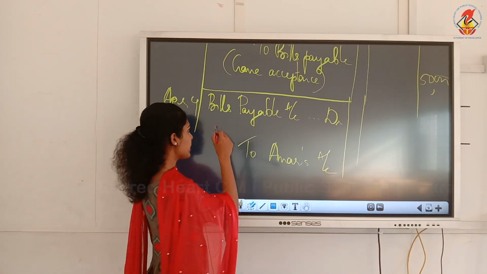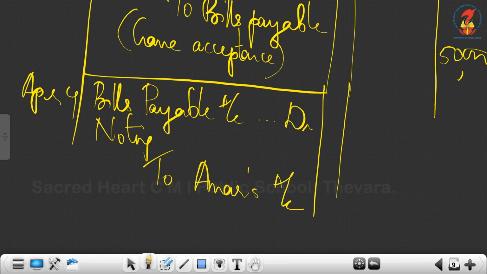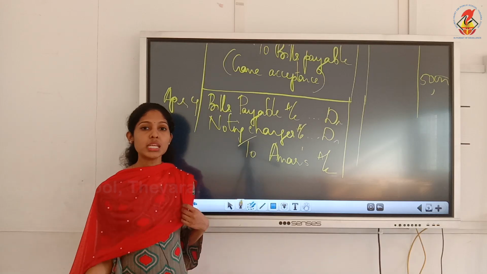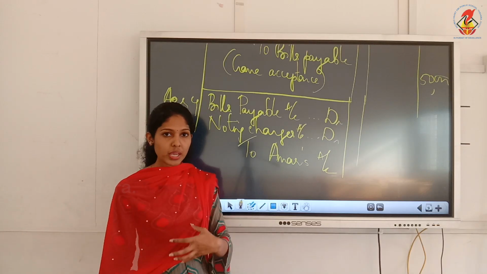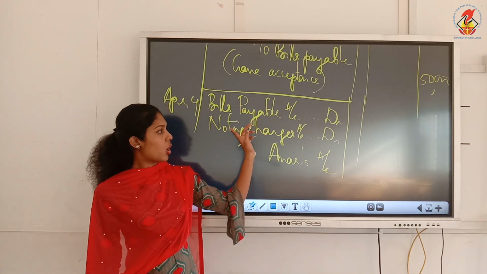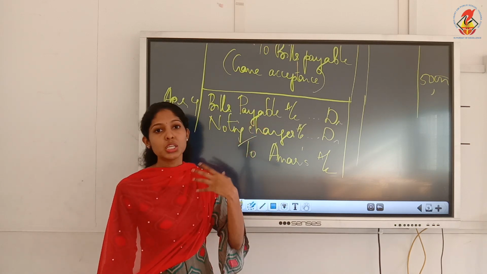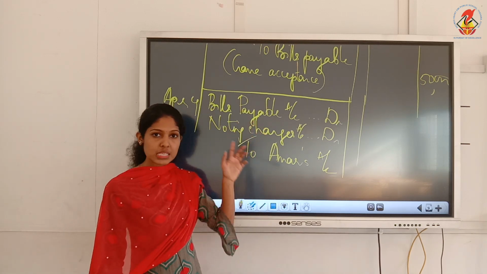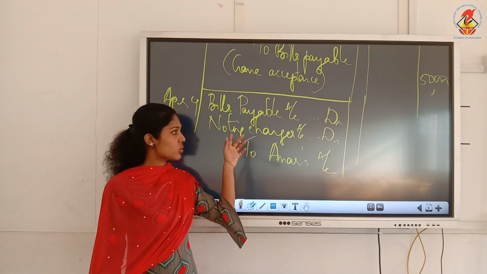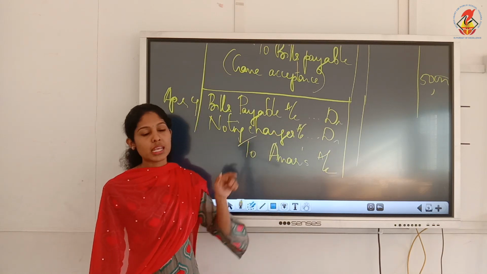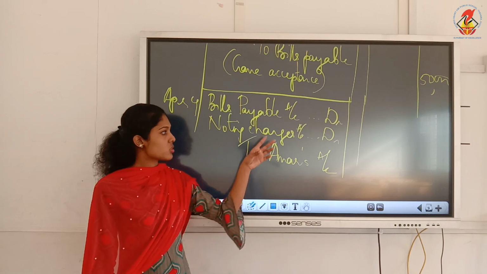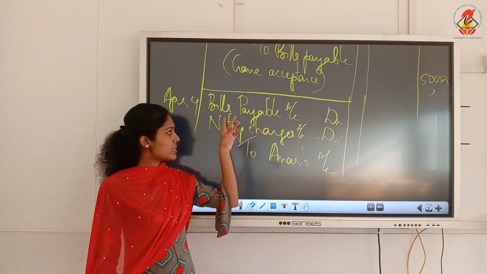Then along with that, he is supposed to bear one more thing, that is noting charges. Though it is paid by the drawer, actually it is whose expense? It is drawee's expense, or it is drawee's liability to pay this amount. So it is drawee's expense. Understood? So that is why we are debiting it in his books. It is his expense, so we debit it. So the entry is bills payable debtor.